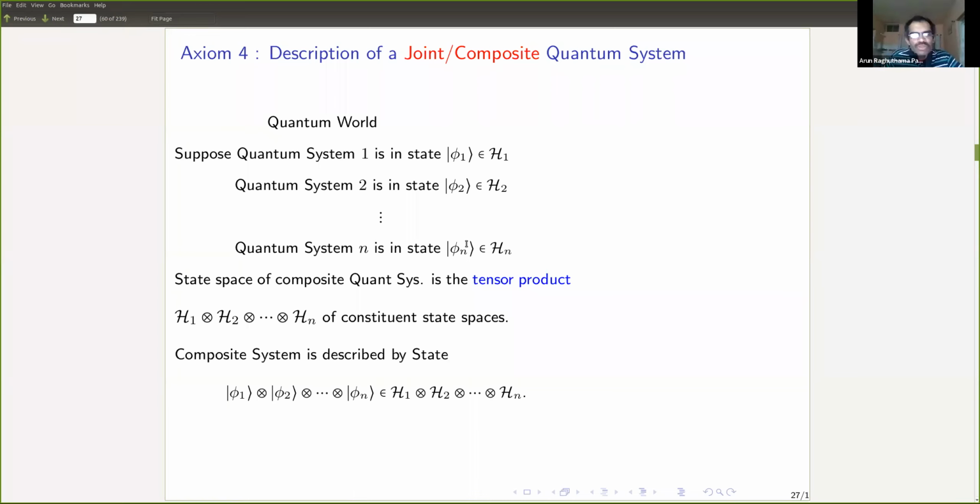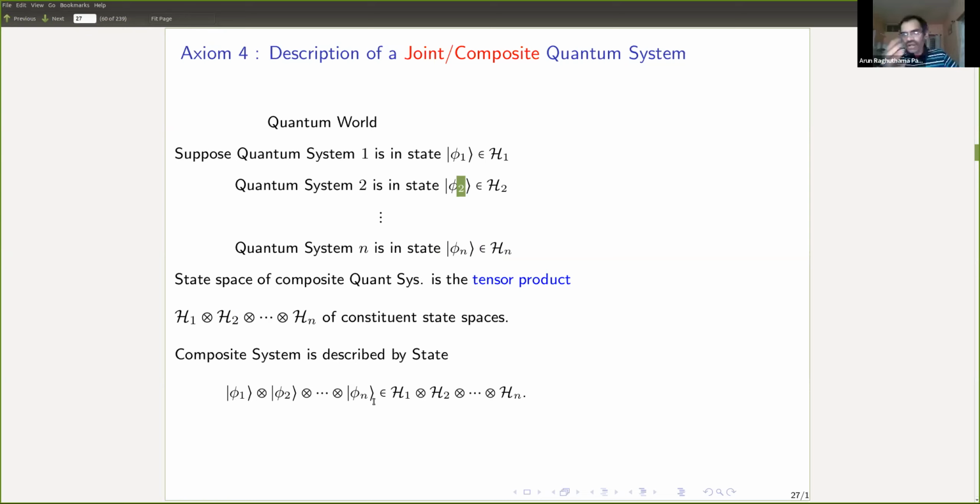So suppose quantum system 1 is in state phi 1, quantum system 2 is in state phi 2, and quantum system n is in state phi n, then the state space of the composite quantum system is the tensor product of the Hilbert spaces H1 to Hn, or if you want, the tensor product of the inner product spaces H1 to Hn. That is the state space of the joint quantum system. Furthermore, if I have prepared state 1 in phi 1, state 2 in phi 2, and state n in phi n, then the state of the joint system is phi 1 tensor phi 2 all the way tensor phi n.